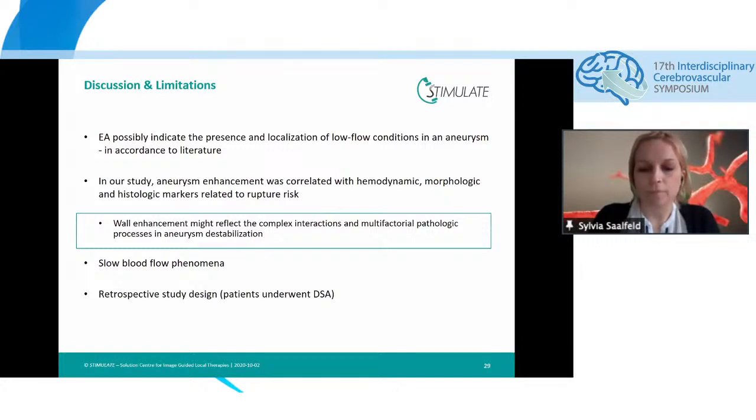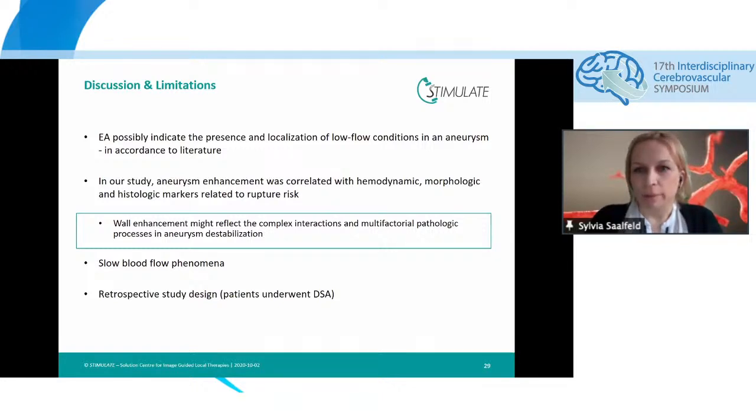So, of course, there was this big discussion about slow blood flow phenomena and so on. And there are really complex interactions between the aneurysm wall and the aneurysm wall's destabilization. But we can assume that the wall enhancement that is visible in the MRI dataset might reflect these complex interactions, because the area of the wall enhancement correlates with all these hemodynamic, morphologic, and histologic markers. So this is a really, really important finding.